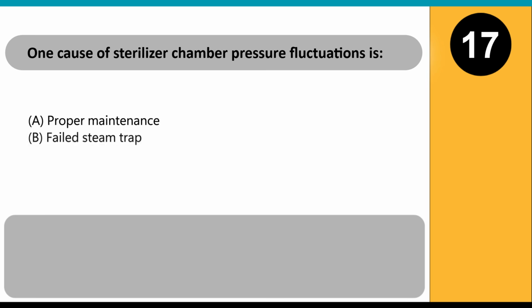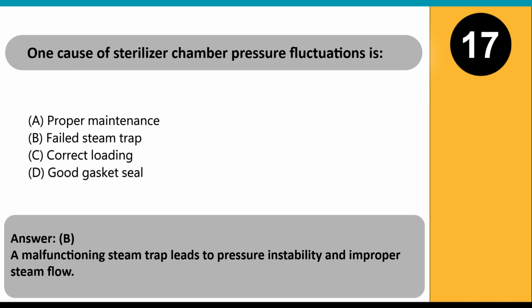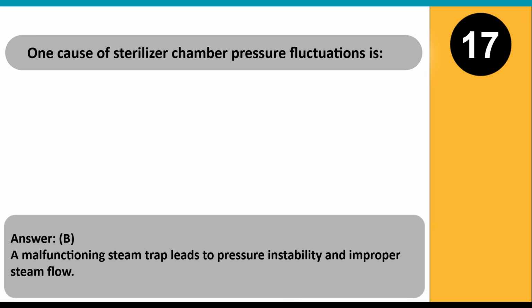One cause of sterilizer chamber pressure fluctuations is: A. Proper maintenance. B. Failed steam trap. C. Correct loading. D. Good gasket seal. Answer: B. A malfunctioning steam trap leads to pressure instability and improper steam flow.